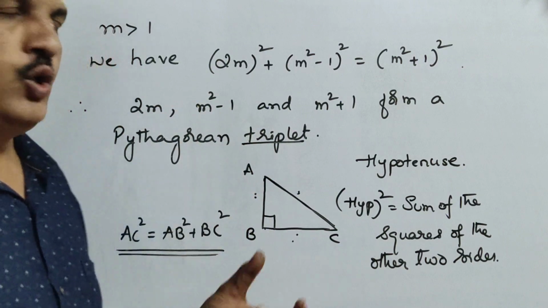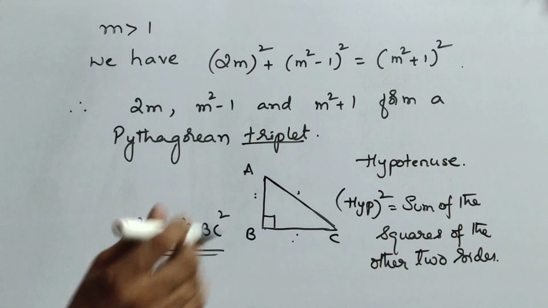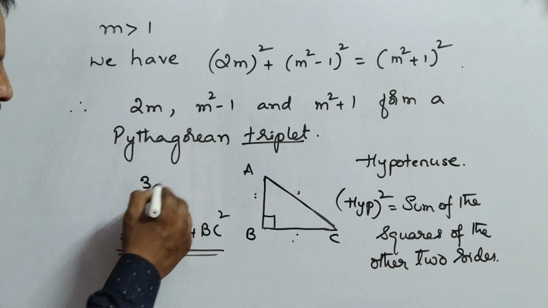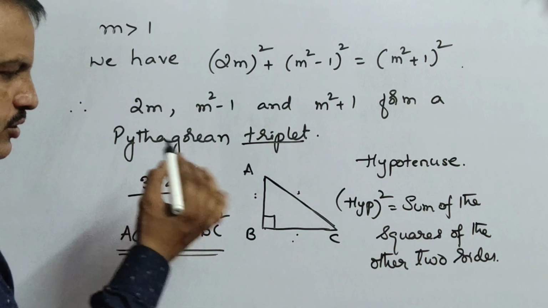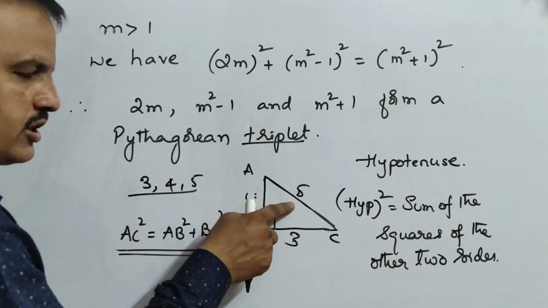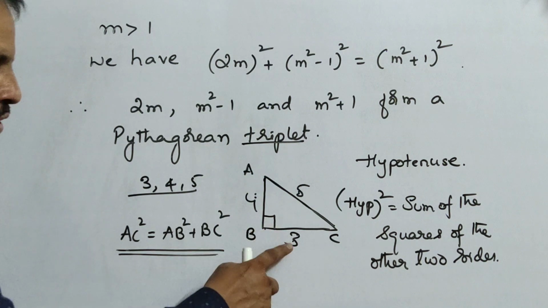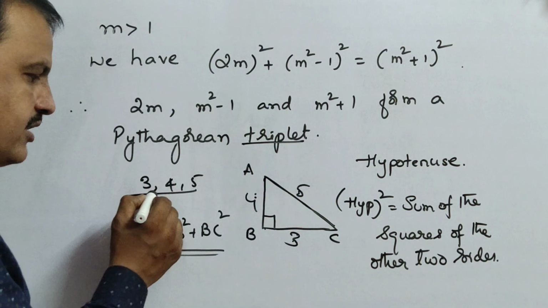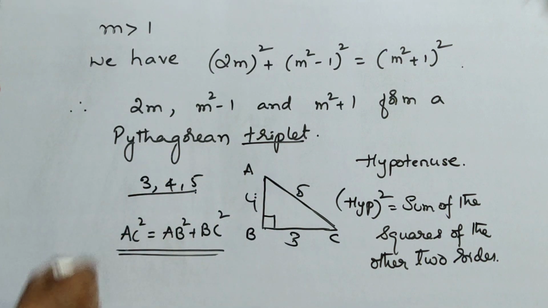Suppose I am telling you the sides 3, 4, 5. I wrote 5 here because it is the longest side. He has given the sides 3, 4, 5 and is asking us whether 3, 4, 5 form a Pythagoras theorem triplet or not. How can you find out?